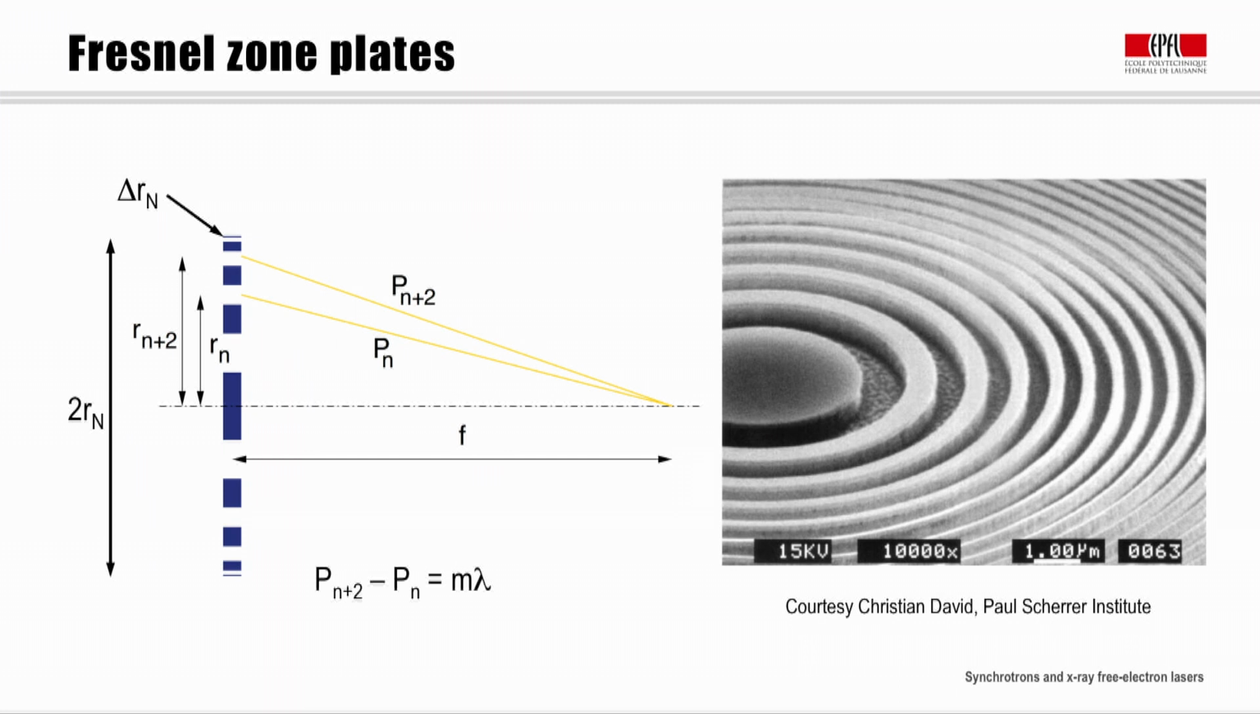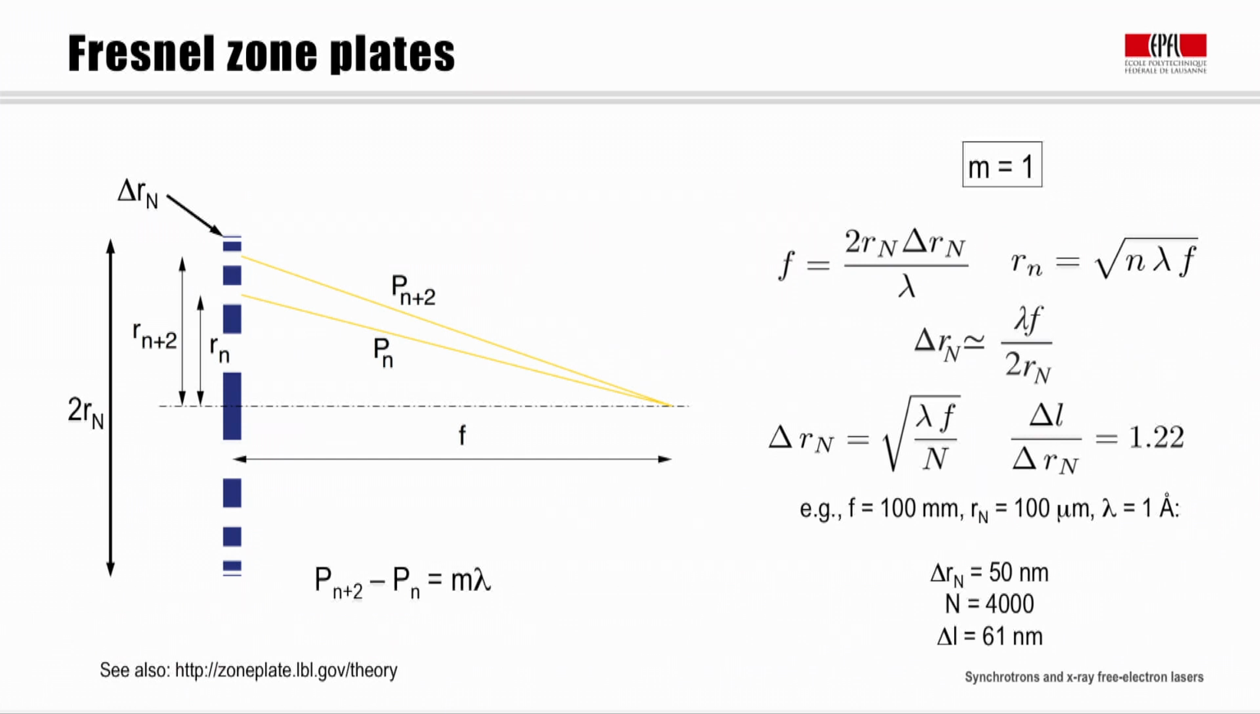The general approach of FZPs is to design them so that light being scattered as it passes through different parts of the FZP will always have an integer number of wavelengths path difference at the focal spot. So, in the figure shown here, light passing along path P_{n+2} will be longer than that passing through P_n by an integer number of wavelengths. The conditions for constructive interference, and thus the radii of the rings in an FZP, are given here. See also the website given at the bottom for a more detailed description.